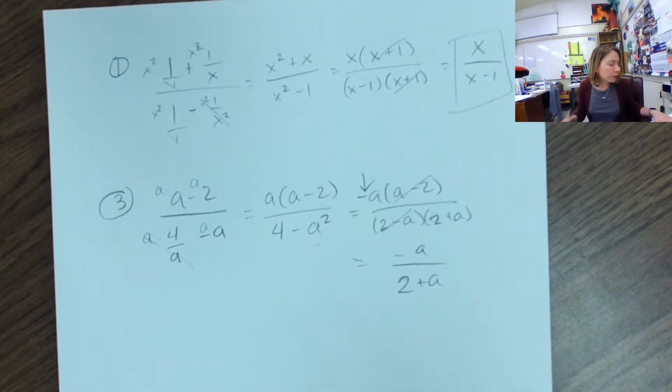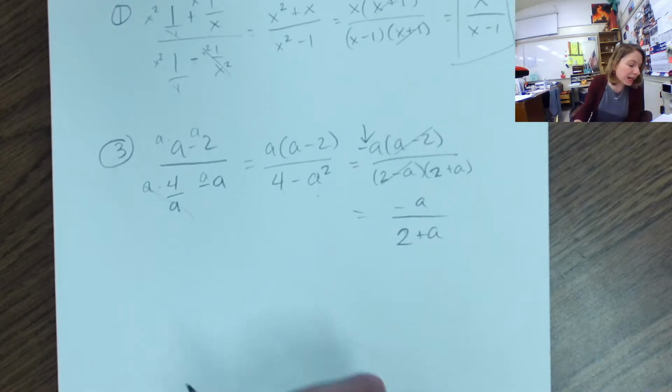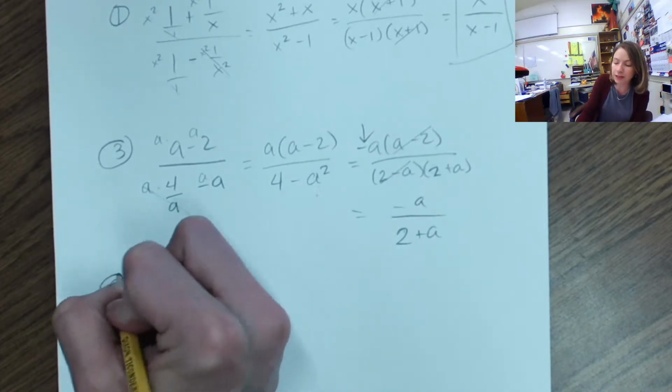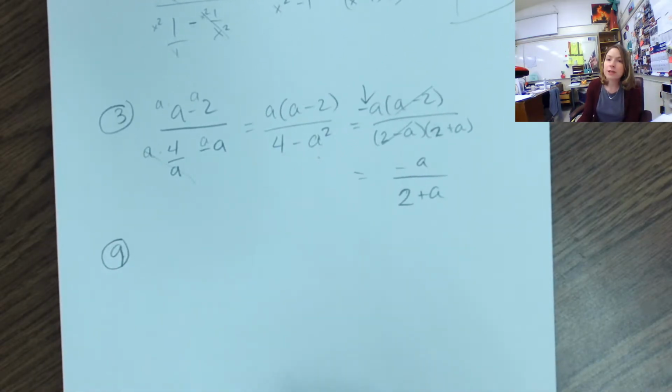Let me do another one here. Let's look at maybe number 9, because that one's a little bit complicated. It's not too bad, though. Most of these, they're not too bad. It's more just making yourself remember how to do them and then work your way through. The hardest part of these is looking at it and being scared and walking away, right?